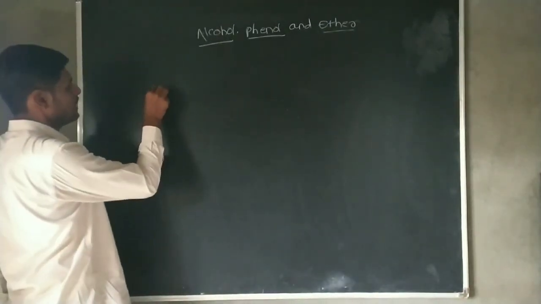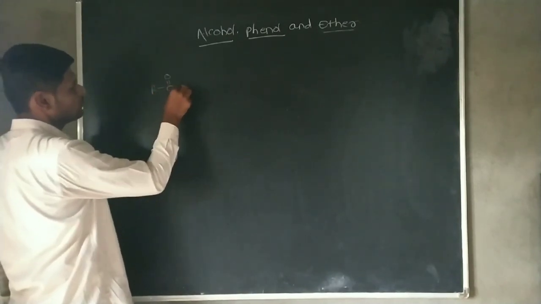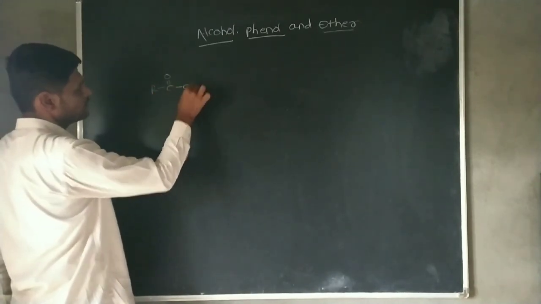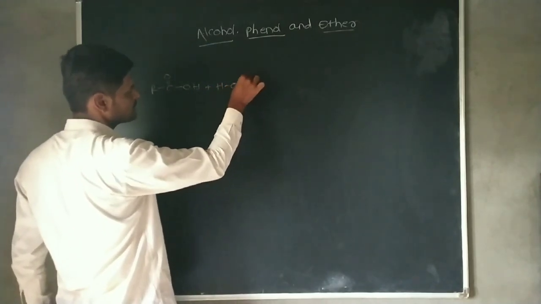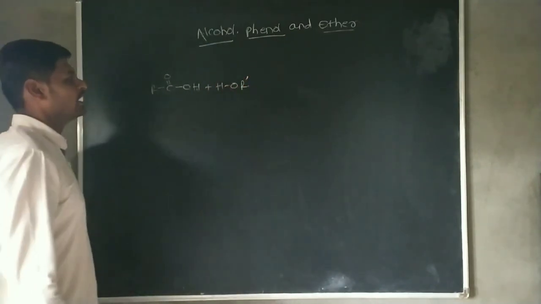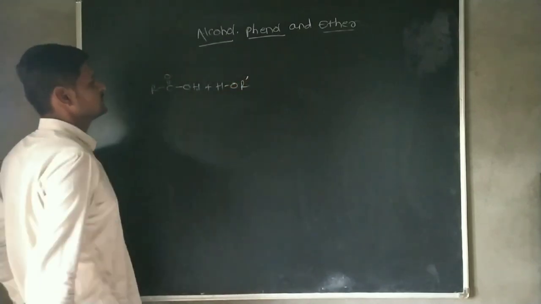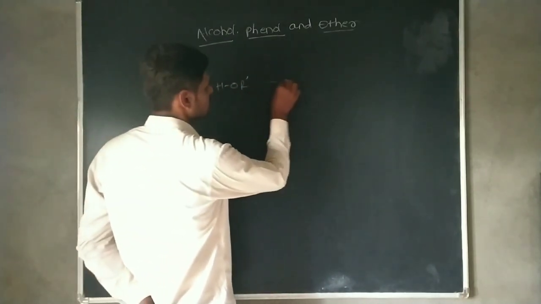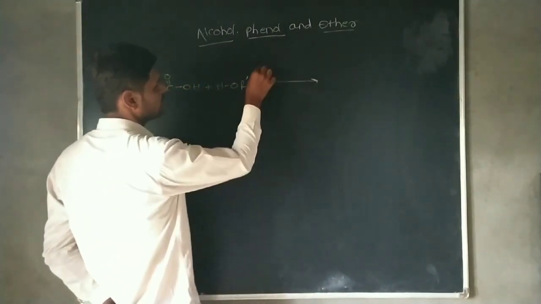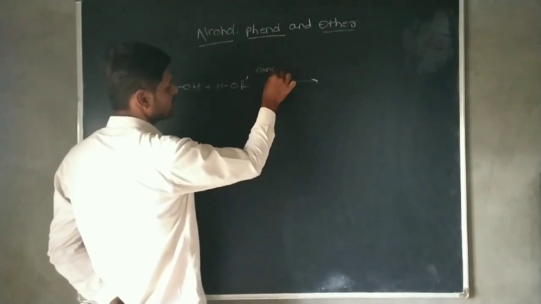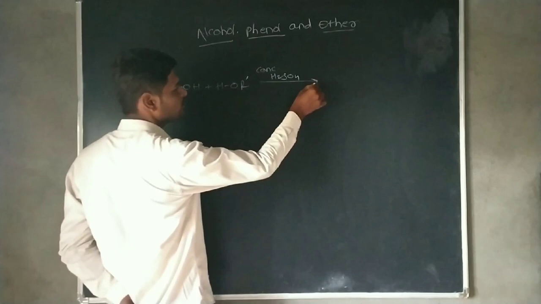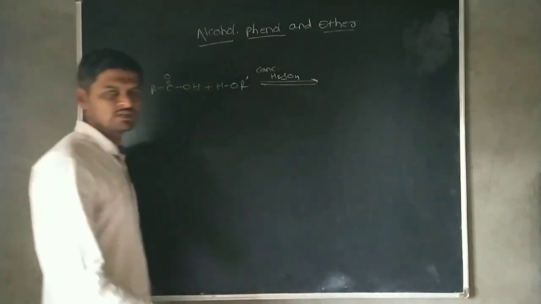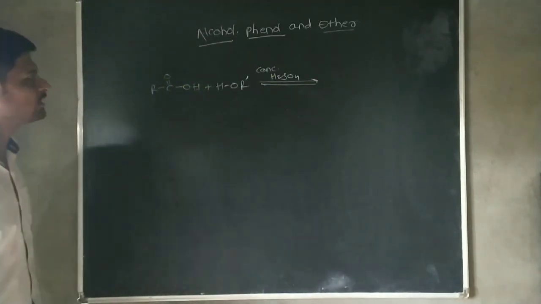We consider RC double bond OH plus HOR', where this alkyl group is indicated as R dash. This reaction is carried out in the presence of concentrated H2SO4. As well, this reaction is a reversible reaction.